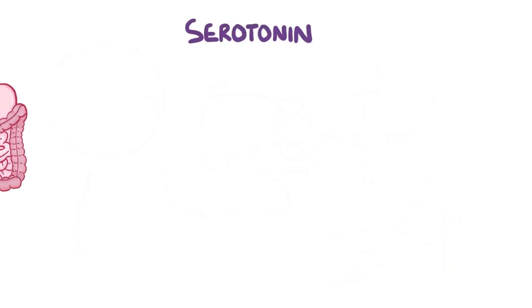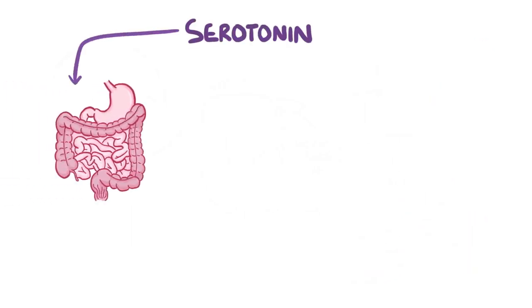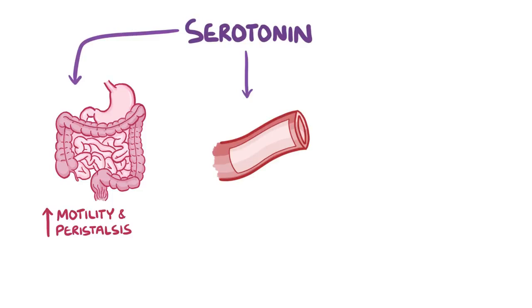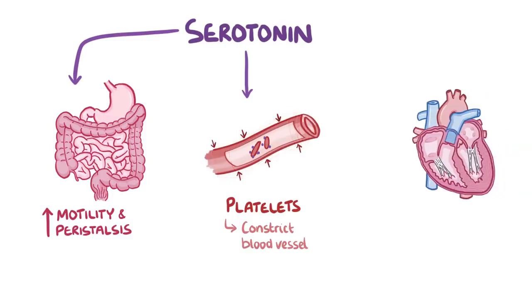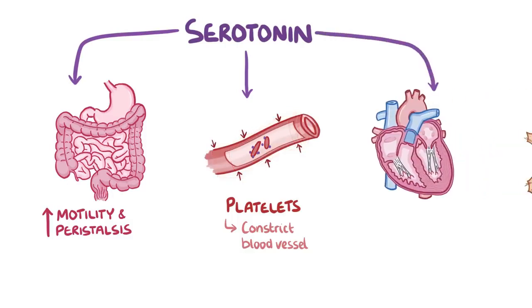So let's have a quick look at what this serotonin is getting up to. Well, in the gastrointestinal tract, serotonin increases motility and peristalsis. In the vasculature, platelets take up the serotonin and later use it to constrict blood vessels, particularly after injury. And in the connective tissue of the heart, it stimulates fibroblasts, and these make lots of collagen.